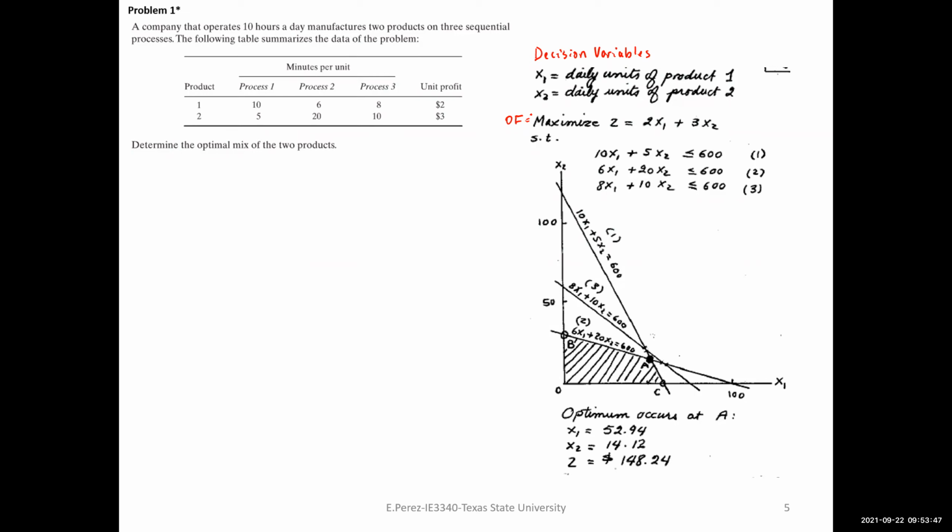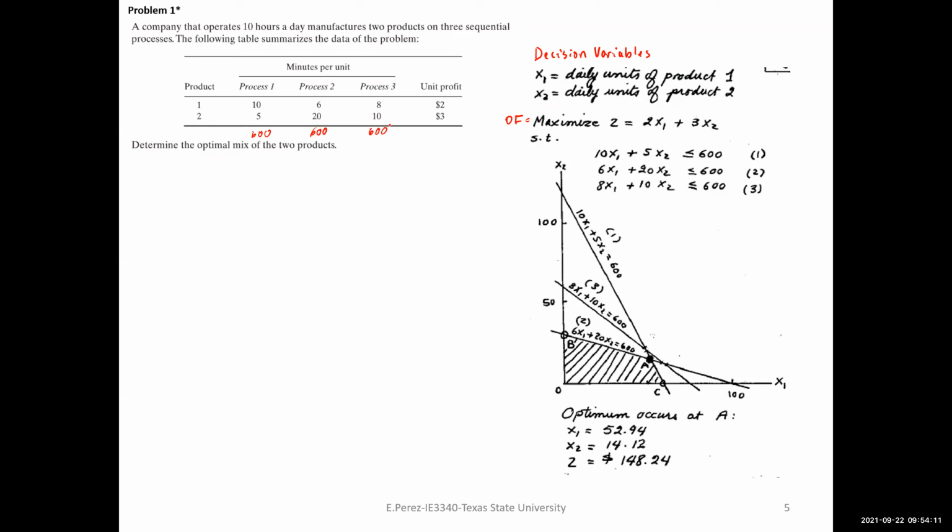So I guess I omitted some of the information. We have some additional information in terms of the number of hours that are available per process. So it's 600 minutes for each one of the processes. Was that part of the assignment? Maybe when I copied the problem in here, I didn't include it. So I apologize for that.